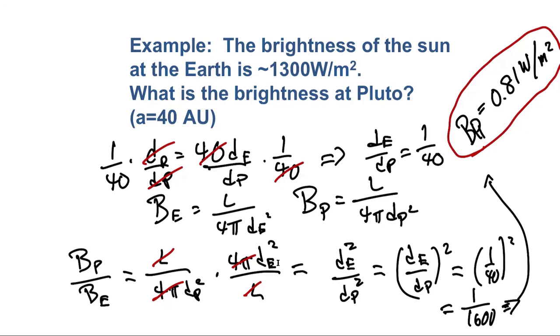But you don't actually have to do all of that math. If you understand how this equation works, in other words, that brightness goes down as 1 over the distance squared, all I needed to know was that Pluto is 40 times farther away than the Earth, and I know that it must be fainter, therefore, by a factor of 1 over 40 squared, or 1 over 1,600. So all I have to do is take that 1,300 watts per square meter, divide it by 40 squared, or 1,600, and I'll get the answer showing up.